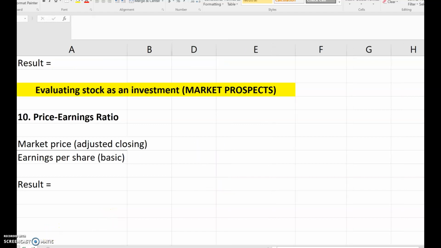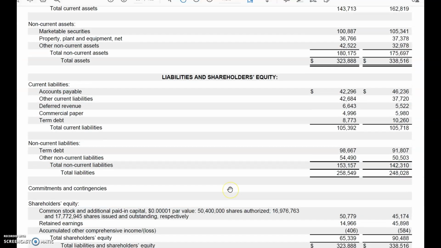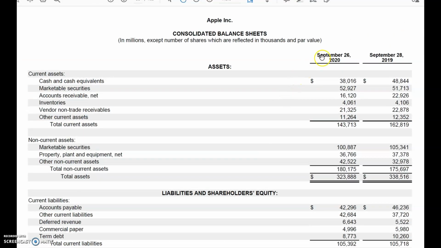The last thing we're going to do is look at the market prospect aspect. How do we evaluate stock as an investment? And I mentioned in the lecture video that the price earnings ratio, the PE ratio, is something that stock analysts watch and calculate. And so we're going to calculate this by taking the market price and dividing it by the earnings per share. So we want the market price as of the last day of the accounting period. So the last day of our accounting period is September 26, 2020.